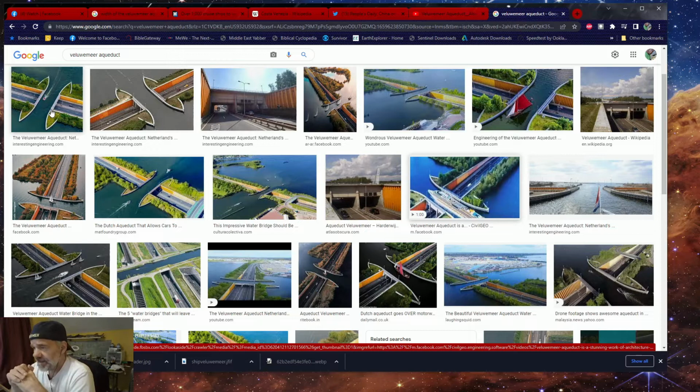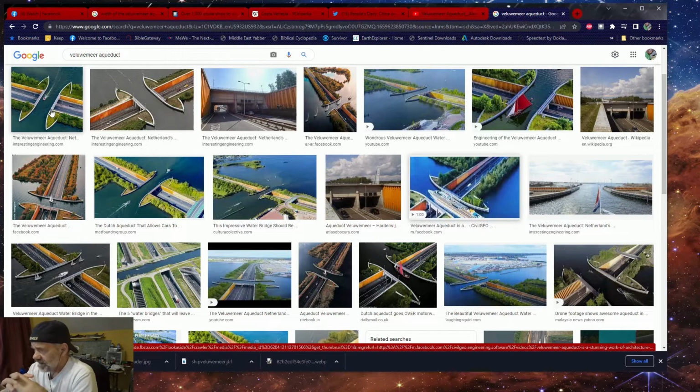And they built these unique engineering structures. This one happens to be known as a water bridge, and it connects two lakes that allow small watercraft to cross from one lake to the other over one of their major highways. I believe it's the N302, I think.